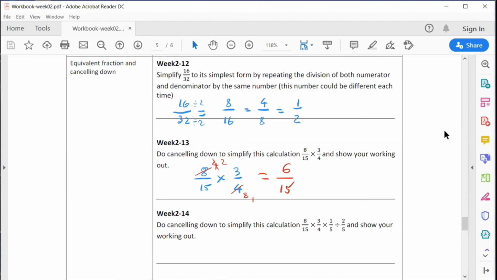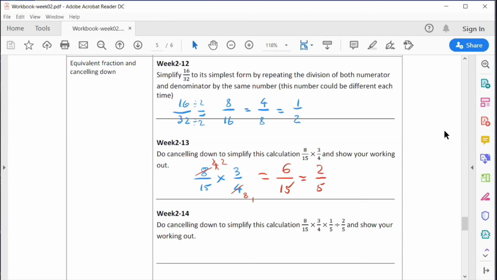Wait, isn't it 2 out of 5? Yeah, that's right. So that's 2 out of 5. Oh, sorry. Yeah, it's 2. Okay, right, because you're dividing by 3. Divide by 3, that's 2 out of 5. Yeah, that's it.